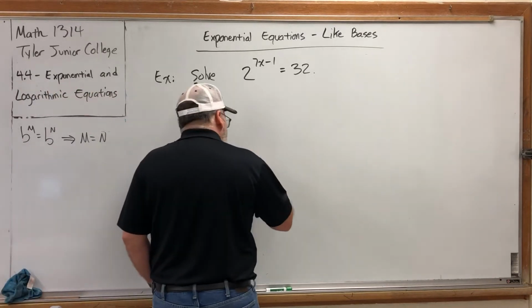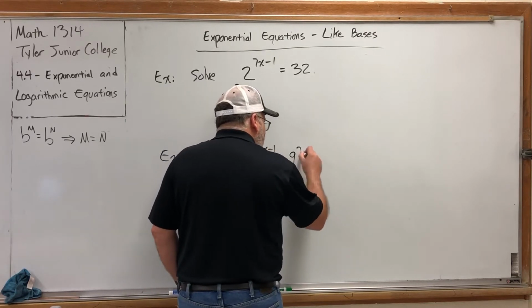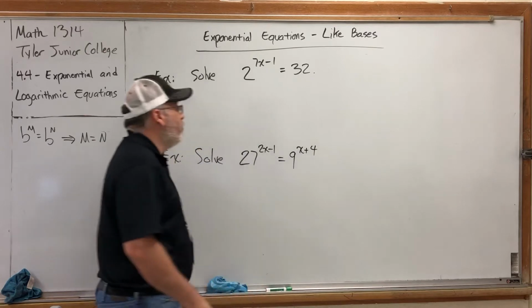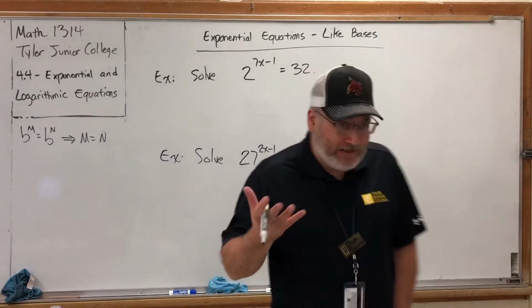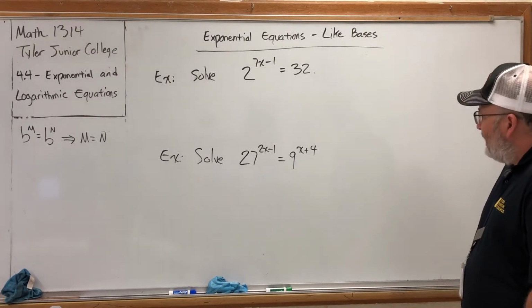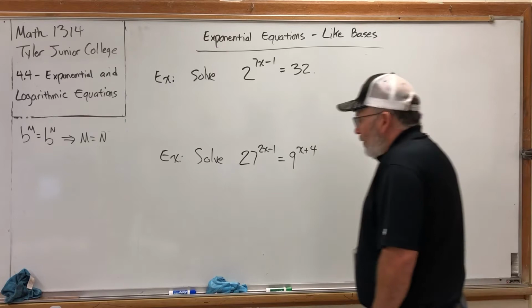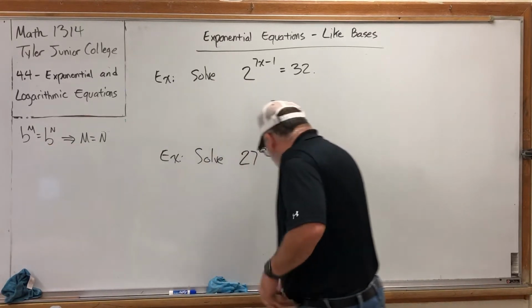Solve, we'll say 27 to the 2x minus 1 equals 9 to the x plus 4. By the way, I have no clue what the solution to either of these are, but it doesn't matter. As long as you have a plan of attack, you can find the solution. So how does this plan of attack go? We'll make both sides powers of the same base and then equate the exponents.